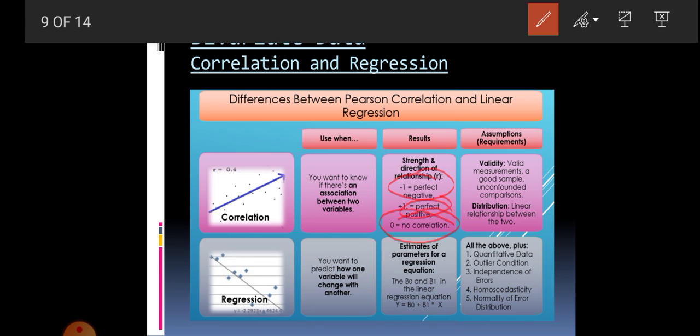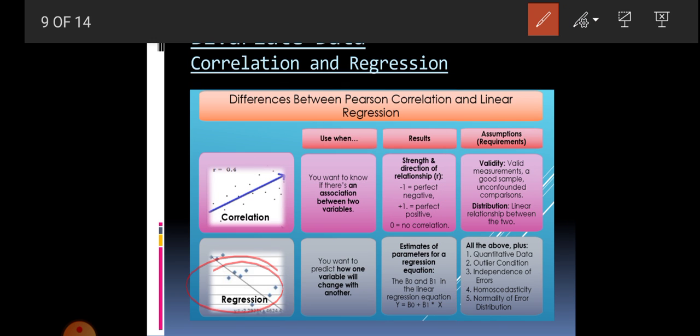There is no correlation between production of wheat and the marks of a student. Is there any correlation between these two? No. So in this kind of example we will get 0. Validity, valid measurement, a good sample, confounded comparison, distribution, linear relationship between two variables. With the help of this kind of graph, if it is moving from down to up, this shows positive correlation. If it is coming from up to down, this shows negative correlation. So with a linear graph we can easily show correlation.